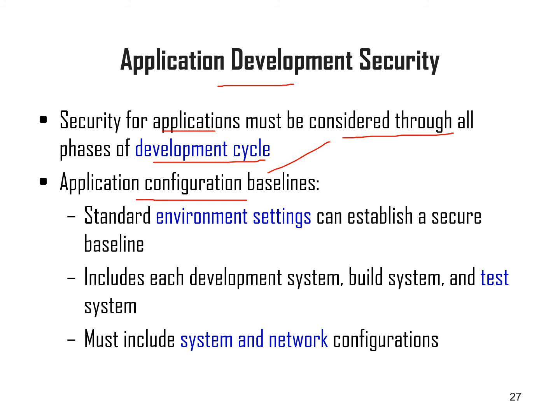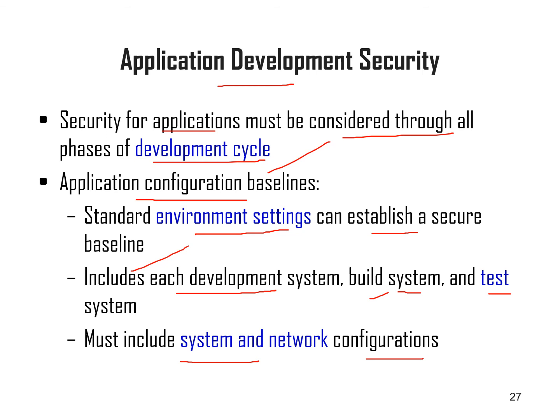Application configuration baselines. So what are all the baselines, the basic things we have to follow? Standard environmental settings can be established. A secure baseline includes each development system, build system and test system. It must include a system and the network configuration. So these are all the application configuration baselines. Standard environment settings can be established to secure a baseline, which includes each development system, a build system and a test system.